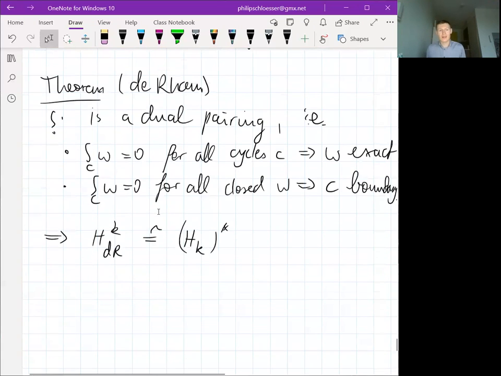And again, this is sort of the prime way to find out if some form is exact or not. You pick some cycle, and if it turns out that the integral along that cycle is non-zero, then we know that our form can't be exact.